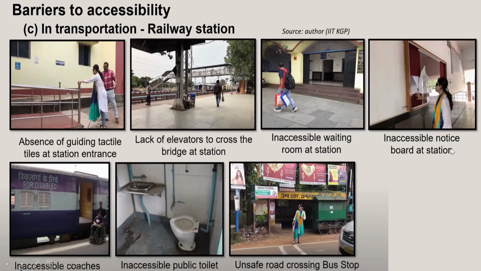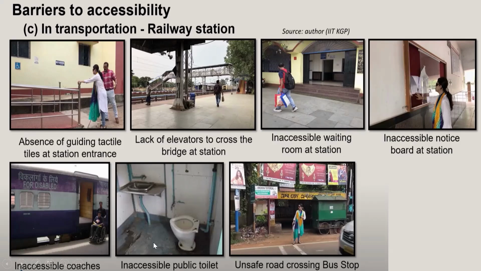These are the possibilities, and it can create a barrier for them. Then inaccessible coaches, likewise, we can observe the disabled coach for the disabled persons, but it cannot be accessible as it can be raised from that particular railway platforms. So these can create barriers for them. So we have to think for that.